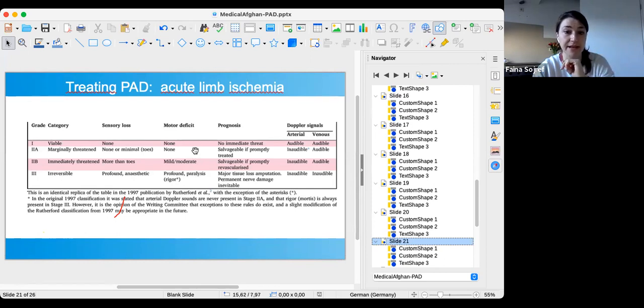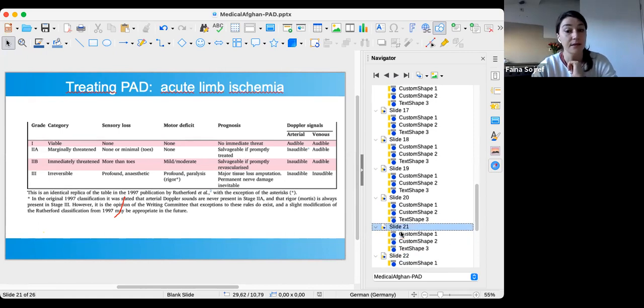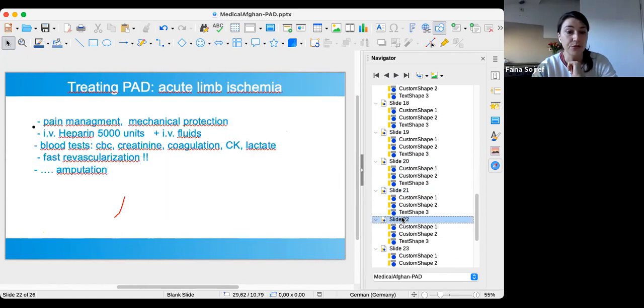But the interesting part happens here, right? If you have something that is threatened either marginally or immediately, so you have a sensory loss or a little motor deficit, then if you are not a senior vascular surgeon yourself, you will have to call someone, even if it is 3 o'clock in the morning. If your patient is to have a chance to get through this, you have to act right now. The good news is, even if you are not a vascular surgeon, there are options.